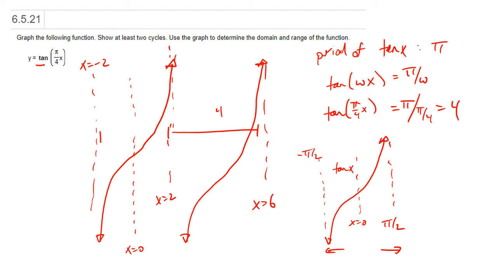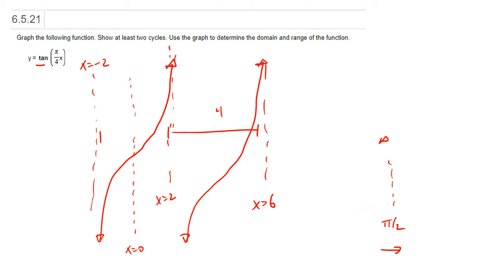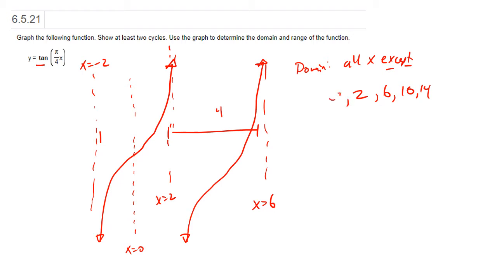Okay. Let's talk domain and range. So the domain is every number x that I can plug in, and that's going to be everything except the vertical asymptotes. Those are the only values of x that are not legit to be plugged into this function. So there are a few ways we can go about figuring out what that is. Just looking at the graph, the domain will be all x except 2, 6, 10, 14, if I keep adding on 4, but also if I subtract 4, -2, -6, -10, etc.